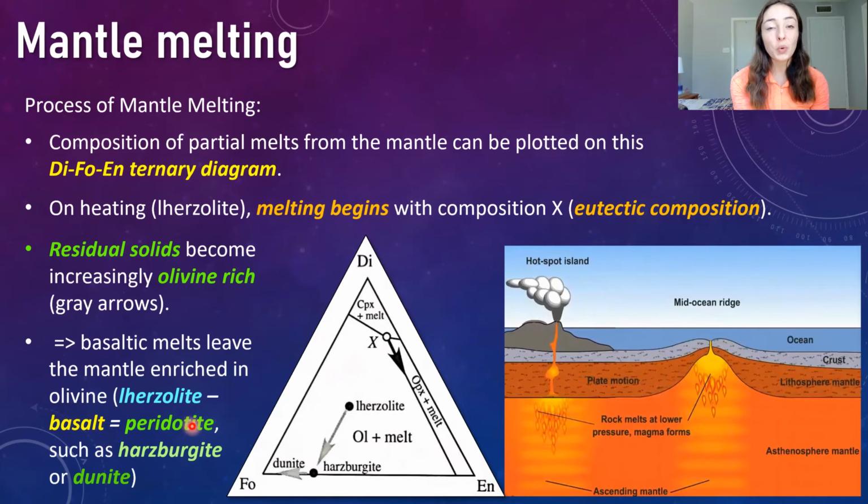And I kind of put an equation here that is the mantle, which is lherzolite, minus basalt, which is the result of partial melting of the lherzolite mantle, equals peridotite, which are olivine-rich rocks such as harzburgite, which is a peridotite that contains little to no clinopyroxene such as diopside, and dunite, which is a peridotite that's almost purely olivine with only minor to trace amounts of orthopyroxene and clinopyroxene.